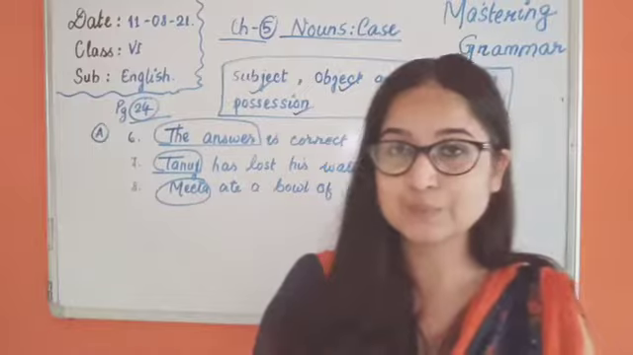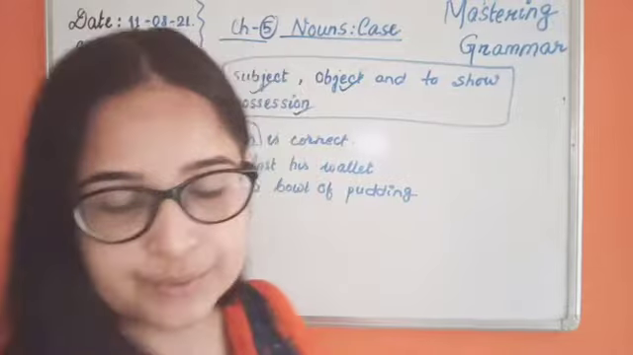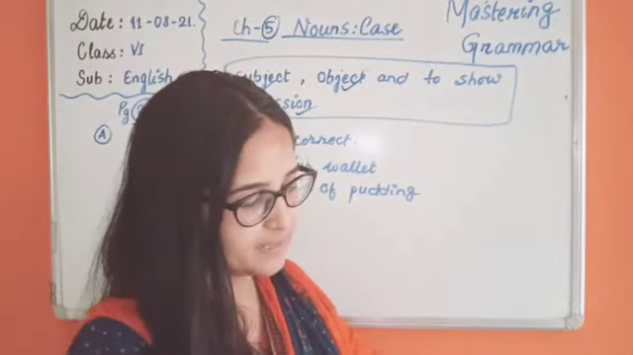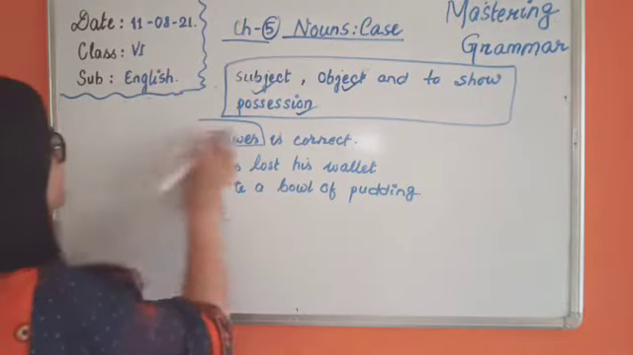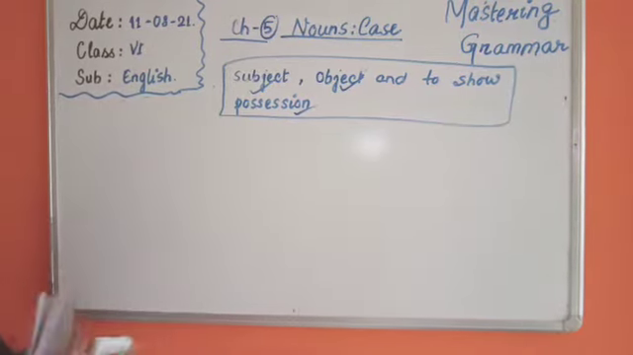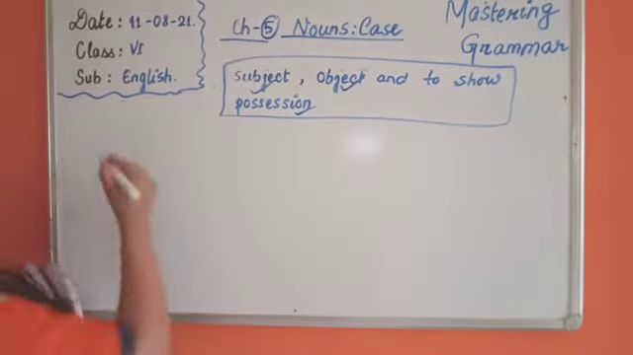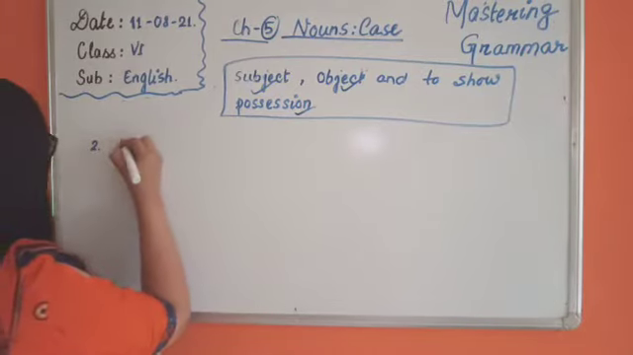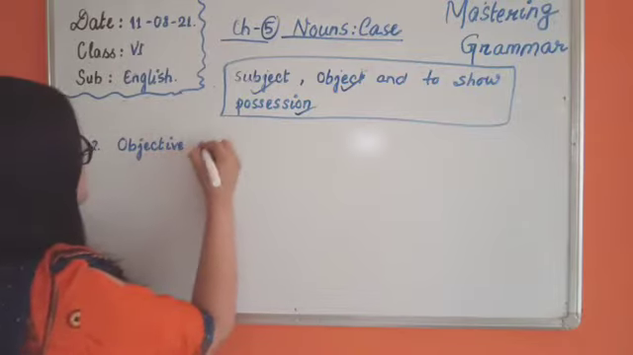Okay, children. Now moving ahead with the next part, objective or accusative case. So first we learned about nominative. Now we are going to learn about the object. In the very beginning I told you that nouns are going to act as subject, object, and to show possession. We are already done with the subject part. We will now be learning what we call those nouns when they are acting as object. So this is the name given to it, objective or accusative case.